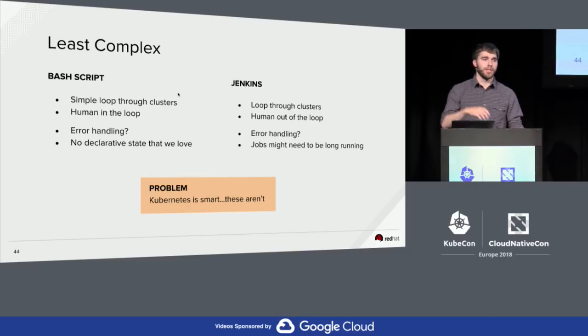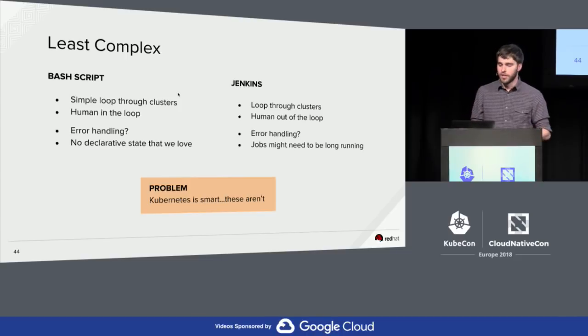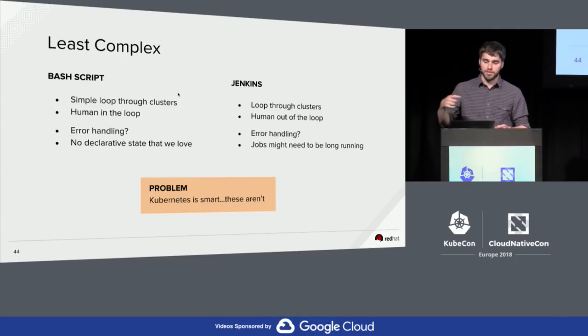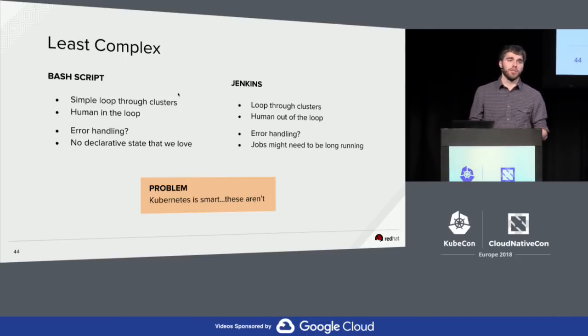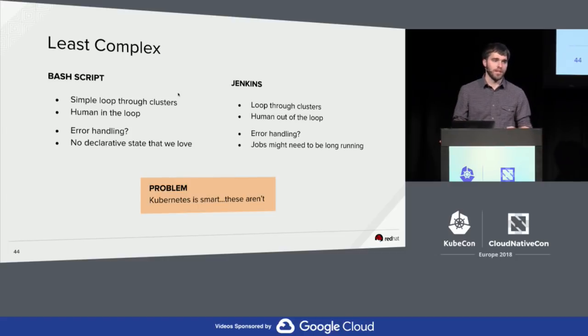And so for every PR to some repo that holds all of your manifests, for example, you do the same thing. You loop through all the clusters. But now the human's out of the loop. You're automating some of this, and that's great. But you have some of the same problems.